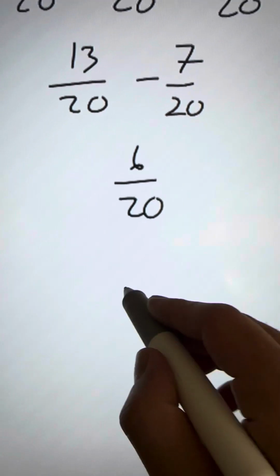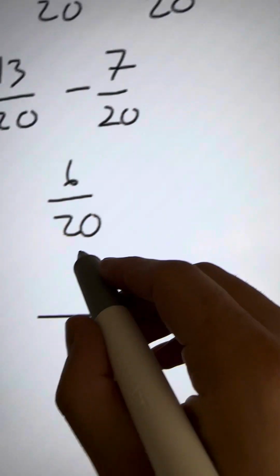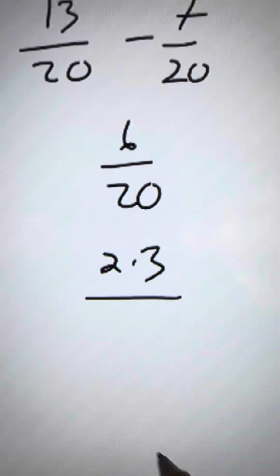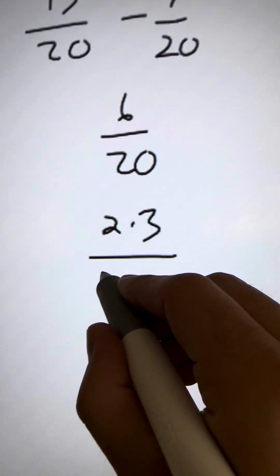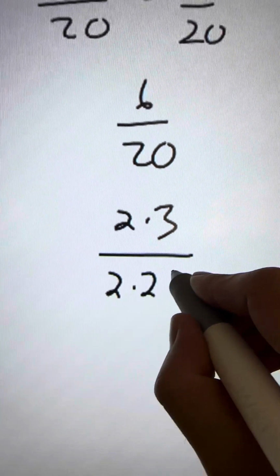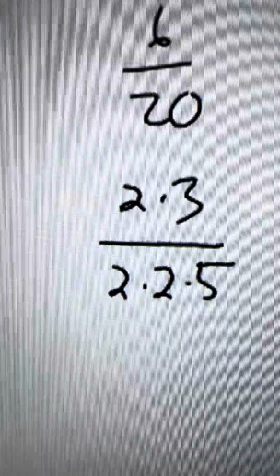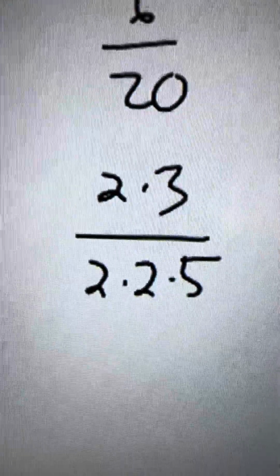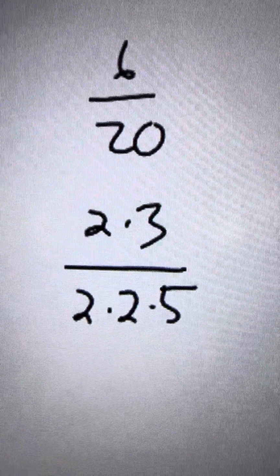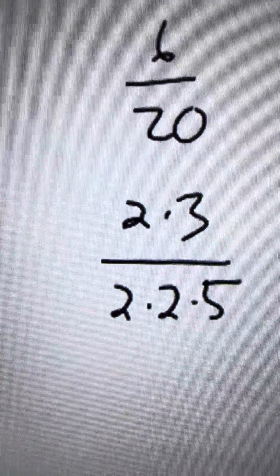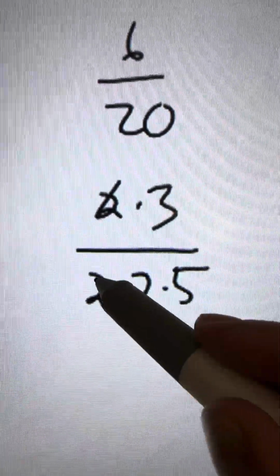And now I'm going to rewrite my fraction in terms of the prime factorization. So 6 is the same as 2 times 3, so I'll put 2 times 3. And then my 20 was 2 times 2 times 5, so this would be 2 times 2 times 5. And the definition of simplifying a fraction simply means you look for common factors between the numerator and denominator, and you want to eliminate them. So here, the only common factor I have is 2. So I'm going to eliminate that.